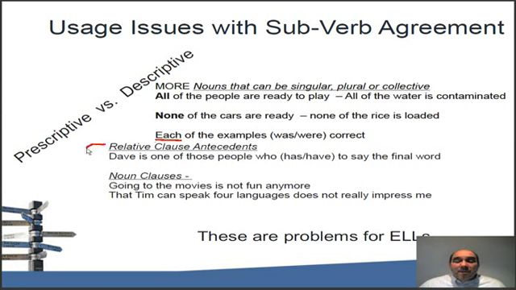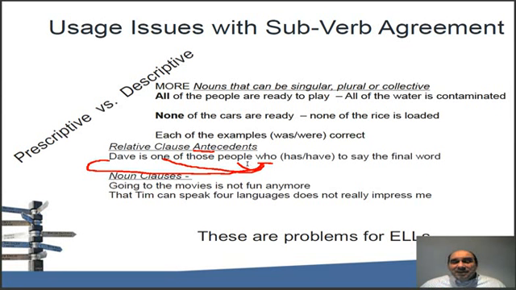Other types of problems your students are going to run into are relative clause antecedents. Okay, just to let you know, for those of you that have been studying the morphology, ante is before. Okay, cedent has to do with something that is said before. All right, so we have Dave is one of those people who. Okay, who's your relative clause? And the antecedent is people, right? Well, no, maybe it's one. Maybe it's Dave. Which one is it?